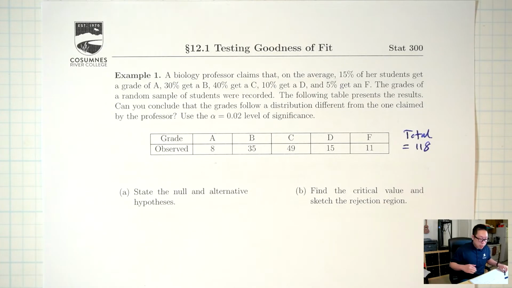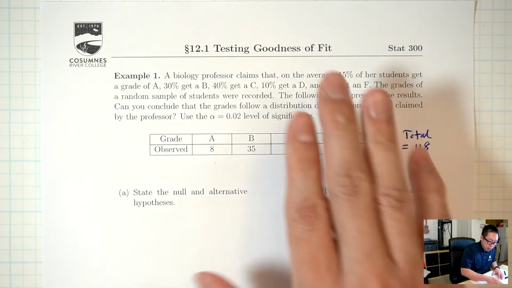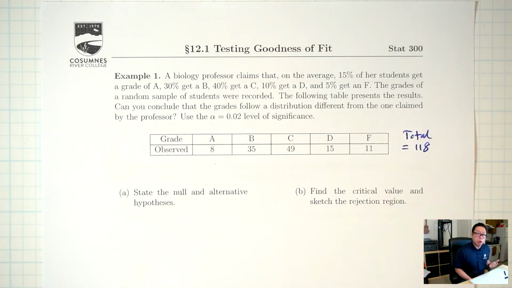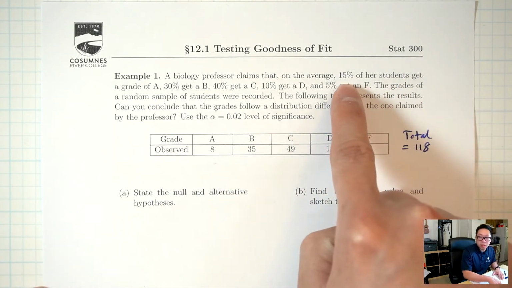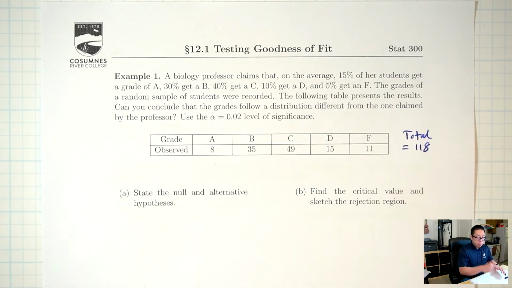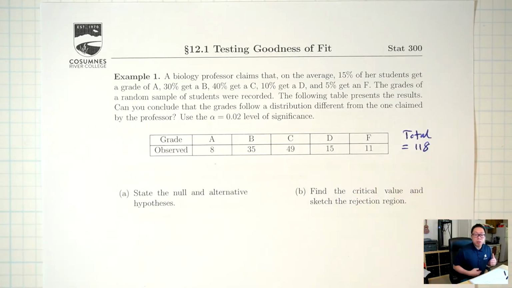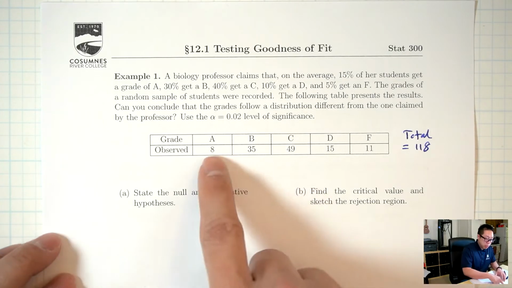So notice that if we didn't have B, C, D, and F, right? If those were gone and it was just A, then this is just a one proportion test, right? We would have been asking, is there enough evidence to conclude that the proportion of A's differs from the 15% that's claimed by the professor? But here, we do have these other columns, right? We do have B, C, D, and F. So you can think of a goodness of fit test as a multiple proportion test. Okay, but instead of working with proportions, we're actually going to work with the counts.